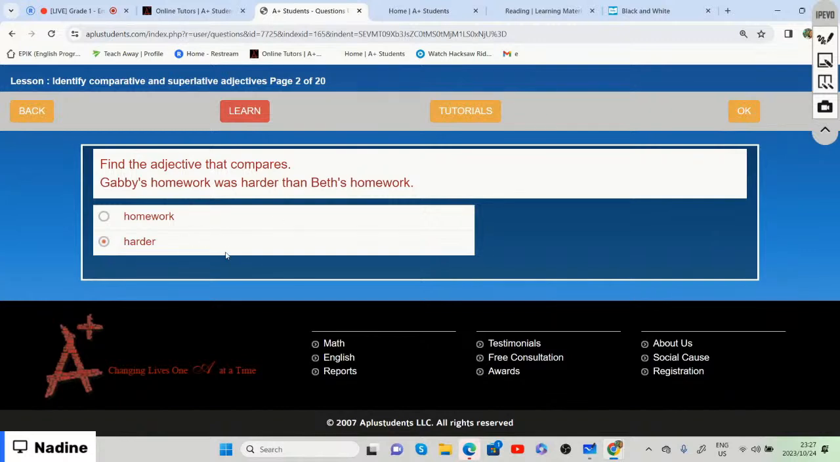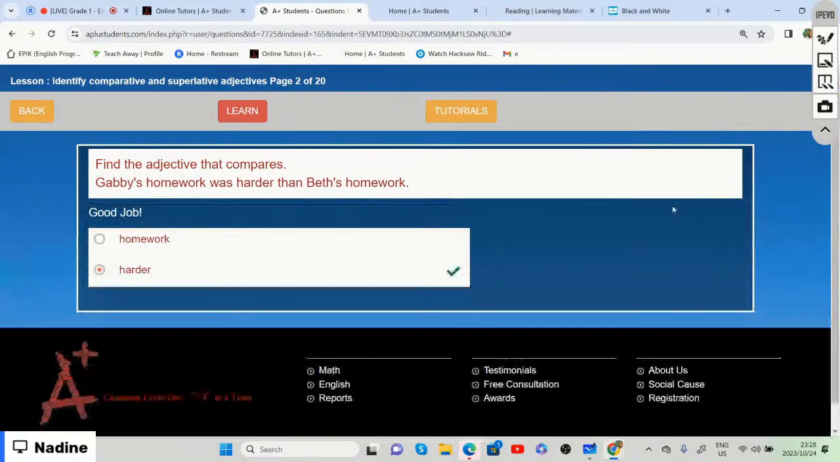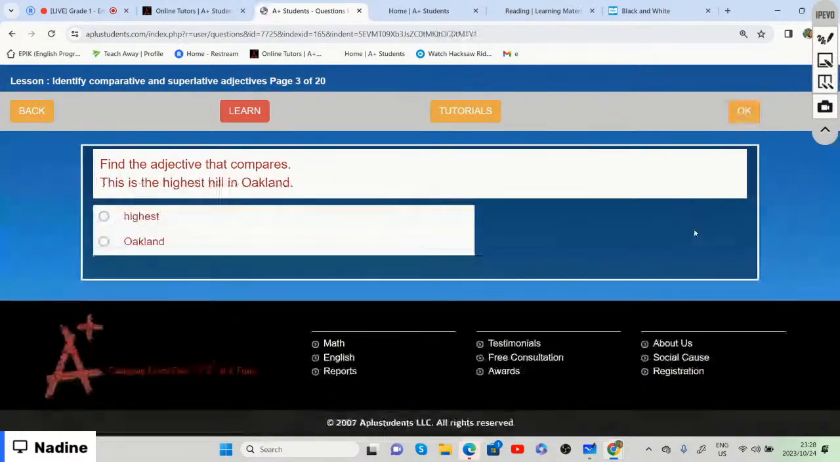And it also ends in er, right? Which means that if it ends in er, then this is a comparative adjective. We compare Gabby's homework to Beth's homework and it ends in er, so we say this is a comparative adjective. So harder is our adjective that compares. Harder is correct. So well done.